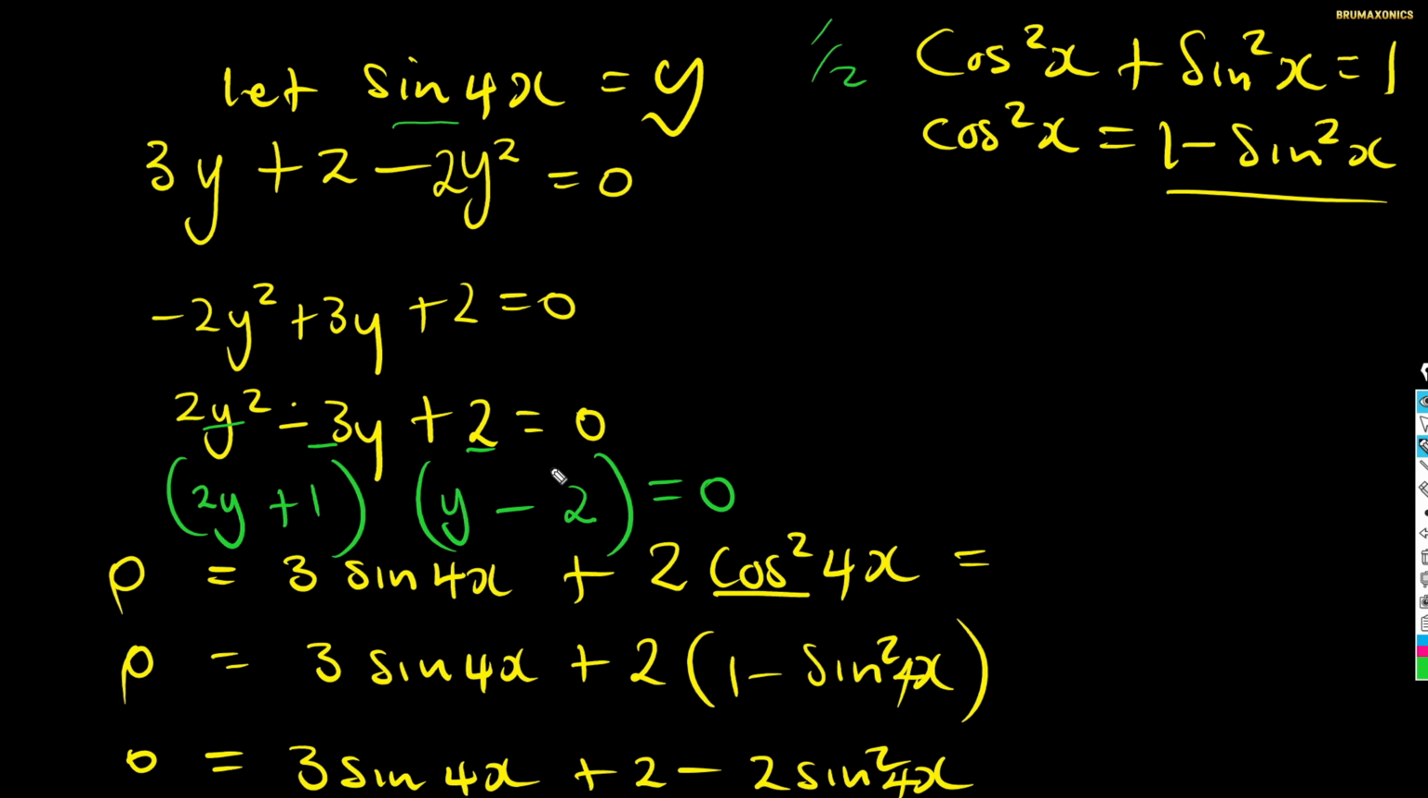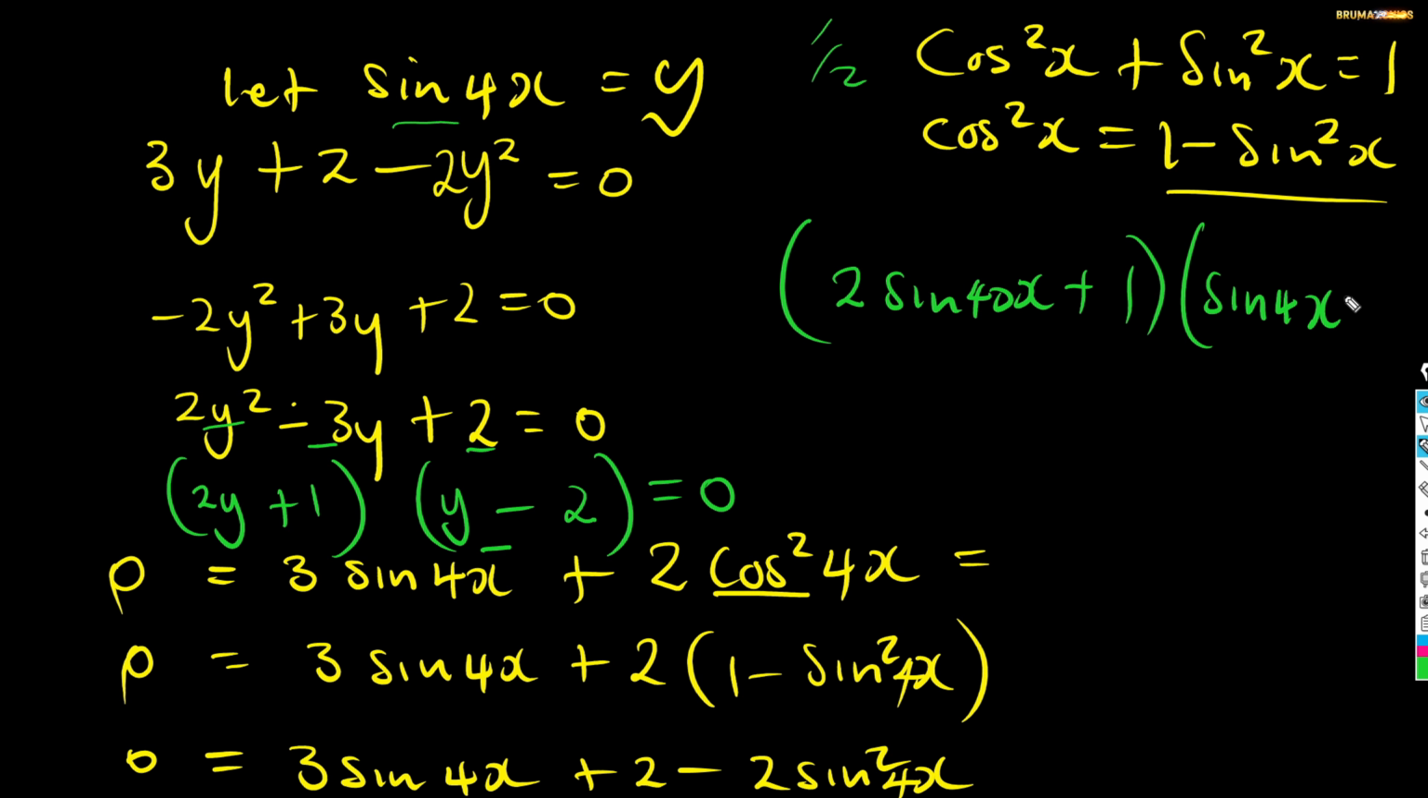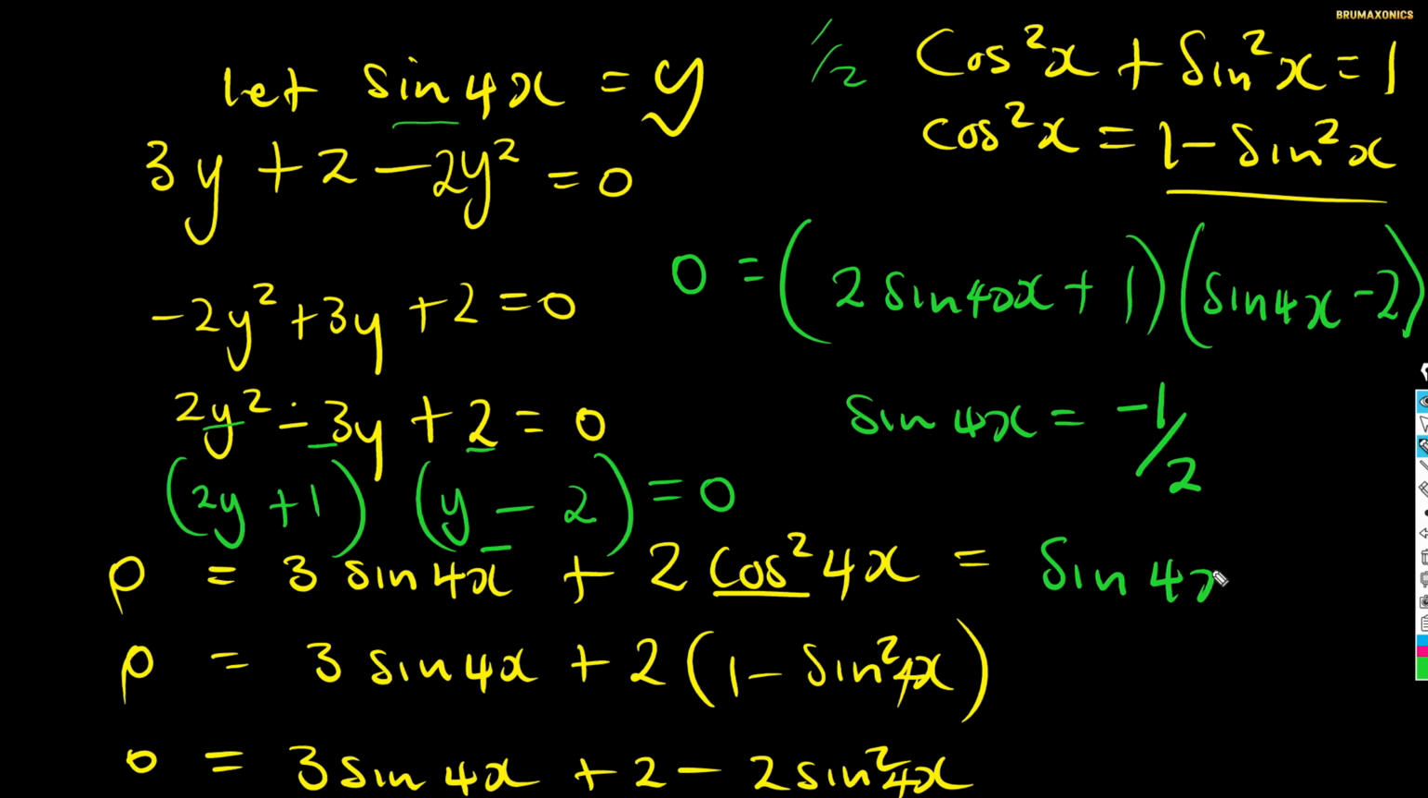So now we can go and say this part is equivalent to sine of 4x plus 1, and then the other one will be sine 4x minus 2, which equals 0. Then we take out everything: we're going to have sine 4x equals -1/2, and the other one will be sine 4x equals 2, right?